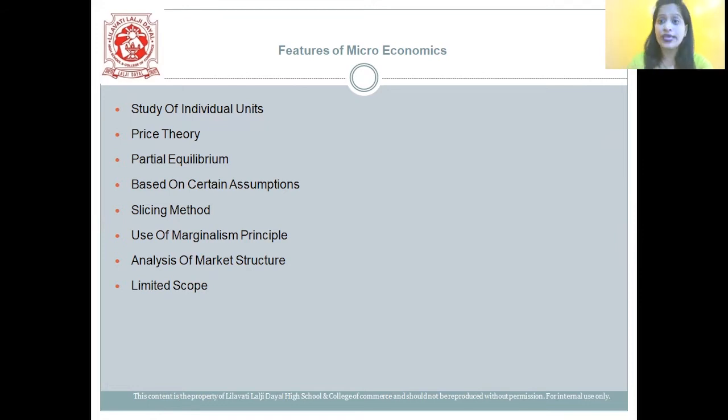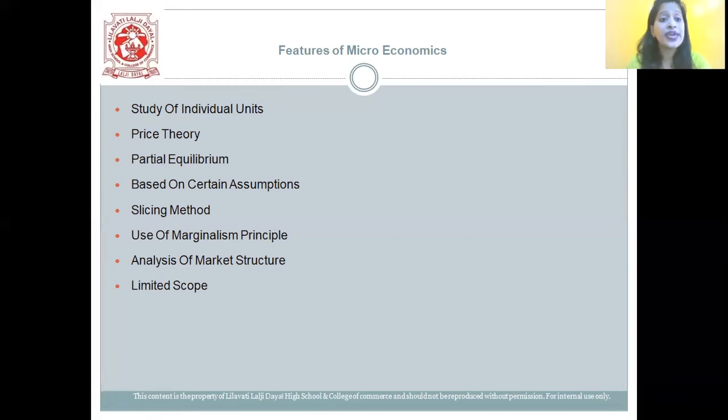Second one is price theory. Microeconomics deals with the determination of prices of goods and services. Third one is partial equilibrium. Now, what is partial equilibrium? Under microeconomics, one individual unit of an economy is studied in detail by isolating it from the entire economy. So every economic unit, every individual unit is studied in detail.